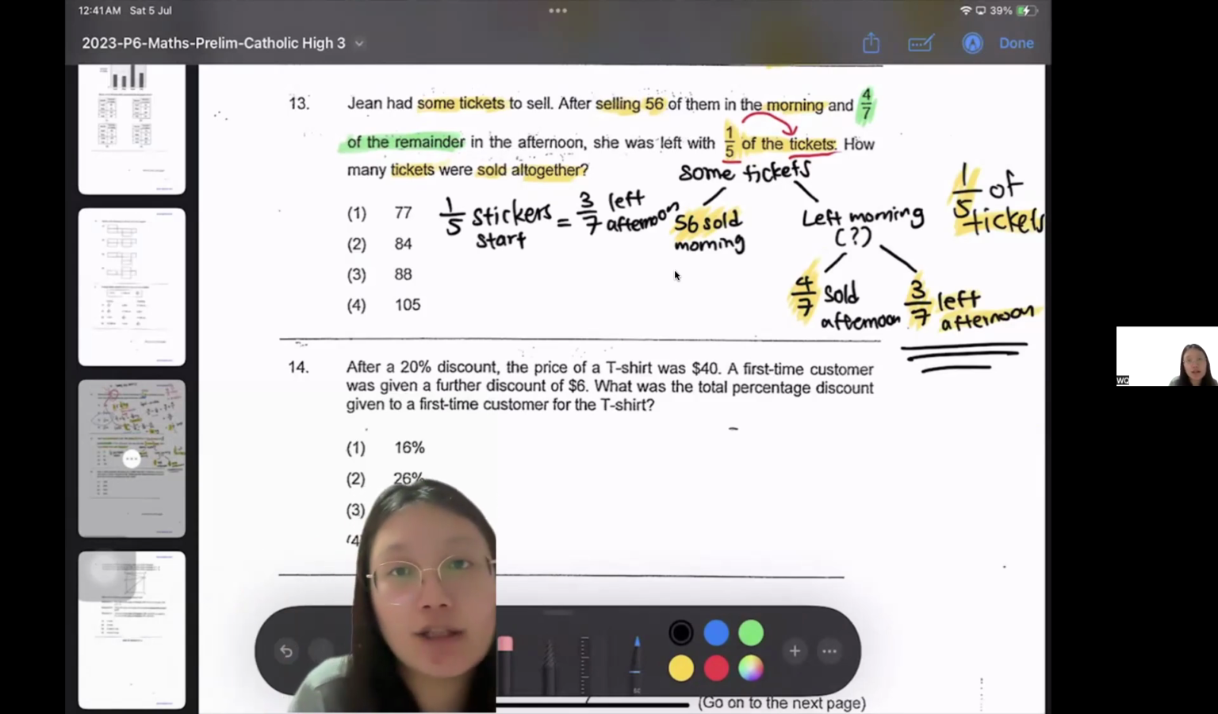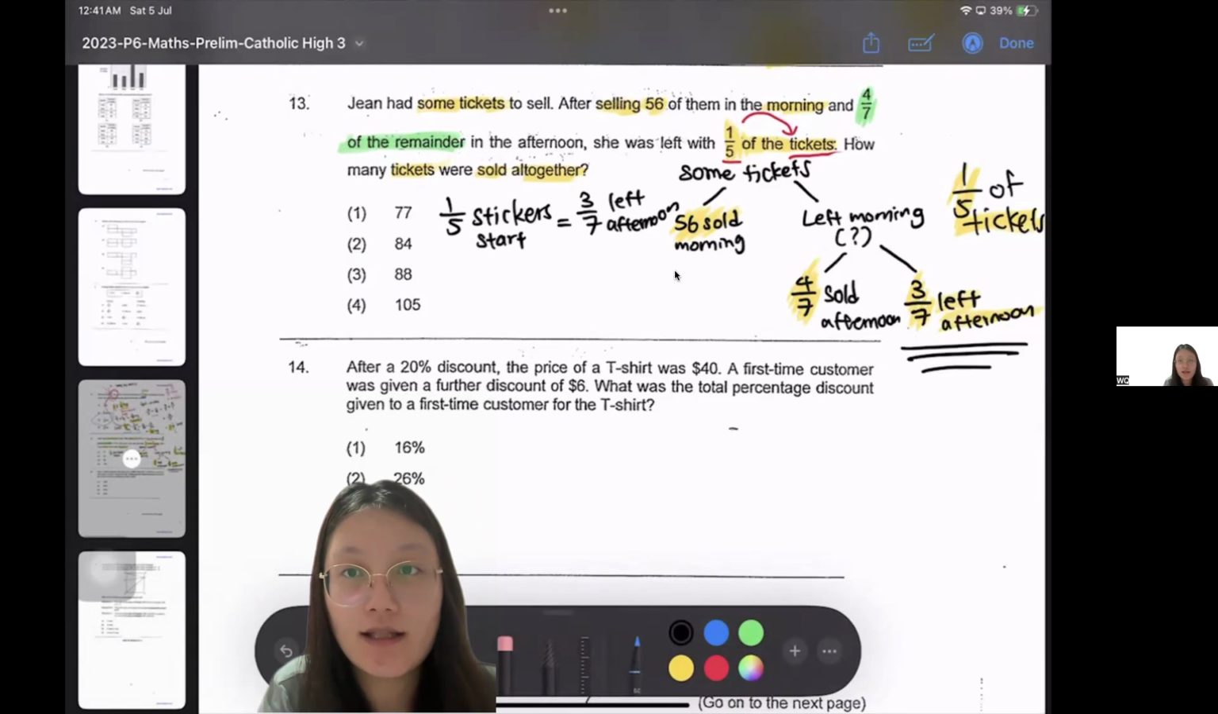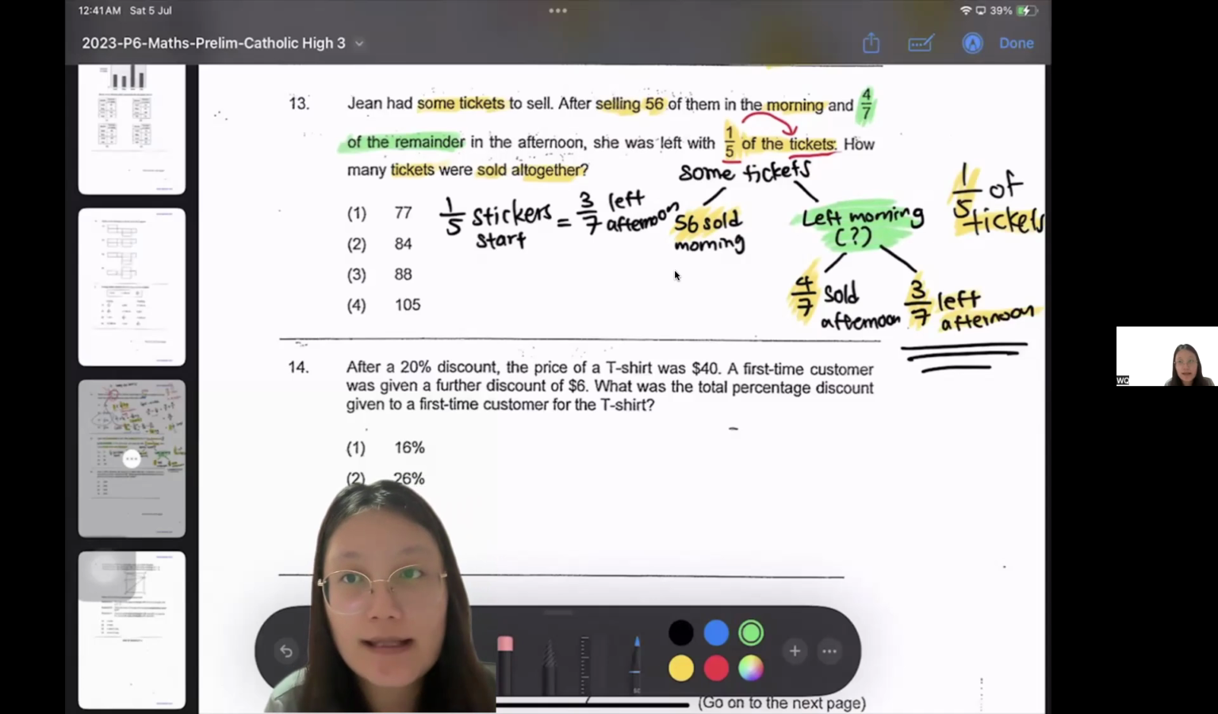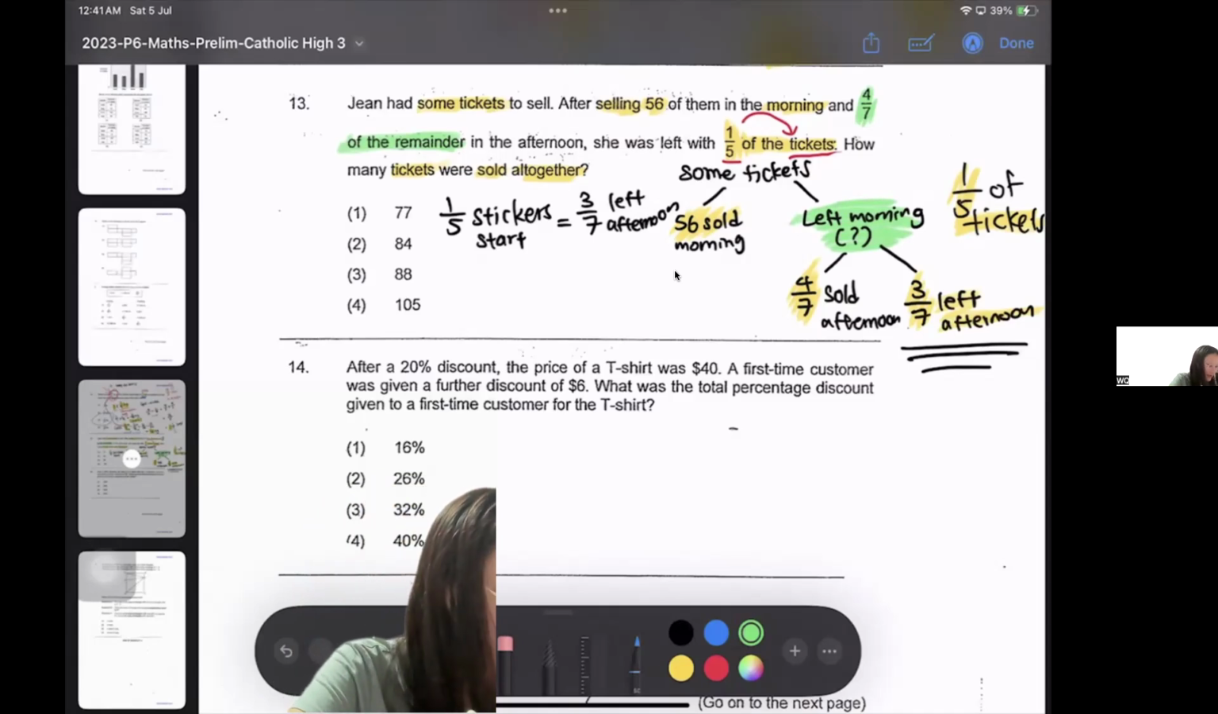So if you look at the two fractions, what you can see is that the thing that you're trying to find is the left morning, right? That is the question mark that you're trying to find. So if 1/5 of the stickers at the start is the same as 3 out of 7 of the left afternoon, you need to find what is the fraction at the start that is the 4 out of 7, okay? I will explain, you will understand why later on.